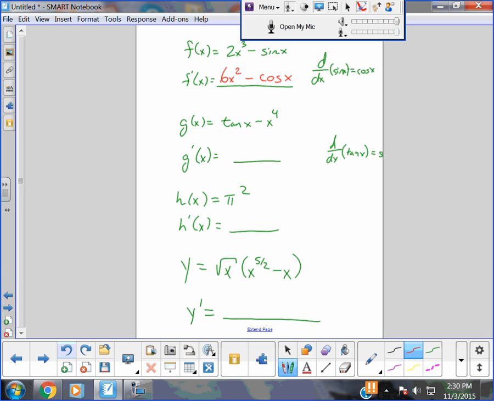Likewise, on the second one, again, we have composite functions.